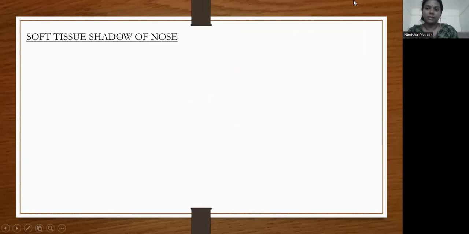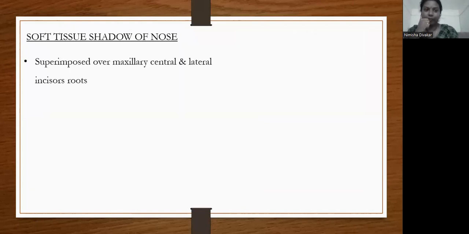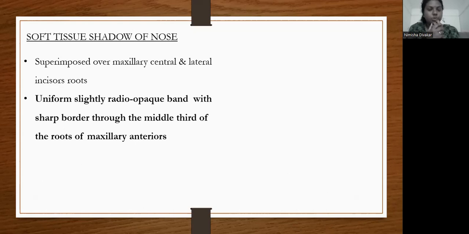As we all know, in order to take a maxillary anterior radiograph, we have to expose the patient from upwards, like the central ray should enter through the eye on the lip. This is the proper positioning for taking a maxillary anterior radiograph. While taking a radiograph like this, the shadow of the nose gets superimposed over the maxillary central and lateral incisor roots. In a radiograph, it appears as a uniform, slightly radiopaque band with sharp border through the middle of the roots of maxillary anteriors.